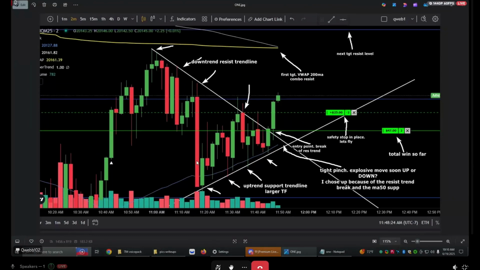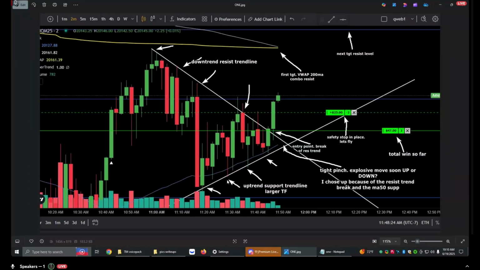This was an interesting pinch setup and trade. I had identified a larger time frame support trend line, which is going to be this guy down here on the 15-minute chart, and a shorter term resistance trend line on the 2-minute chart, which was up here. So this is my resistance trend line going down, support trend line going up.